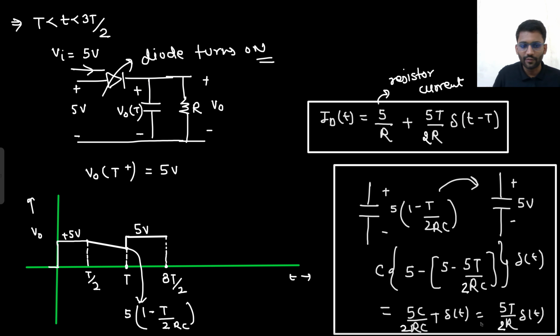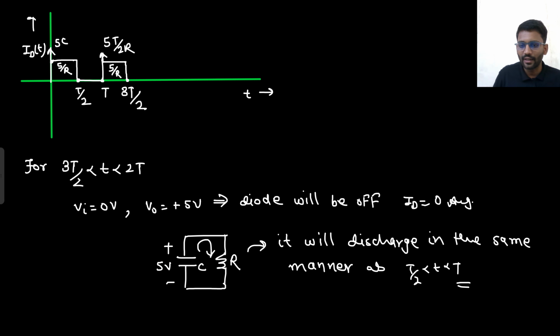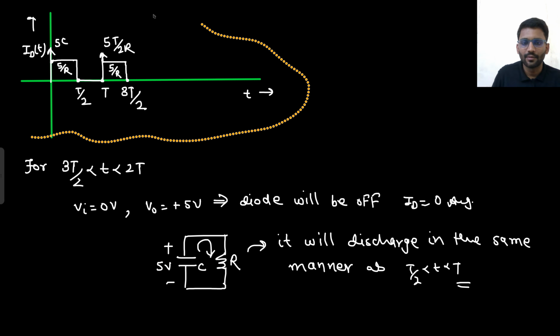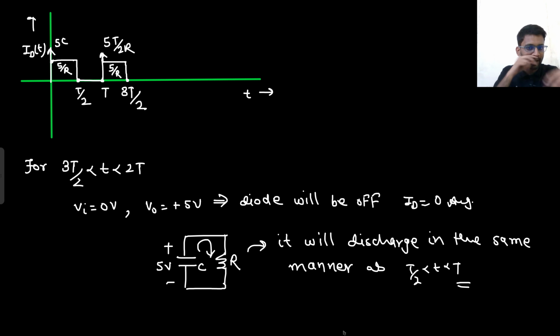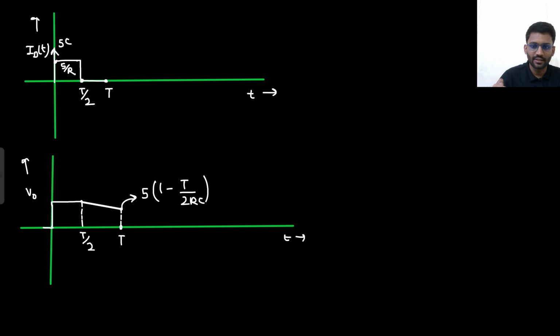So one V0 waveform I can draw and one IDT waveform I can draw, because the same thing will keep on happening. Now what will happen for 2t to 5t by 2? The capacitor has already discharged to this much of voltage. Then 5 volt will be applied. Then again suddenly there will be a jump.